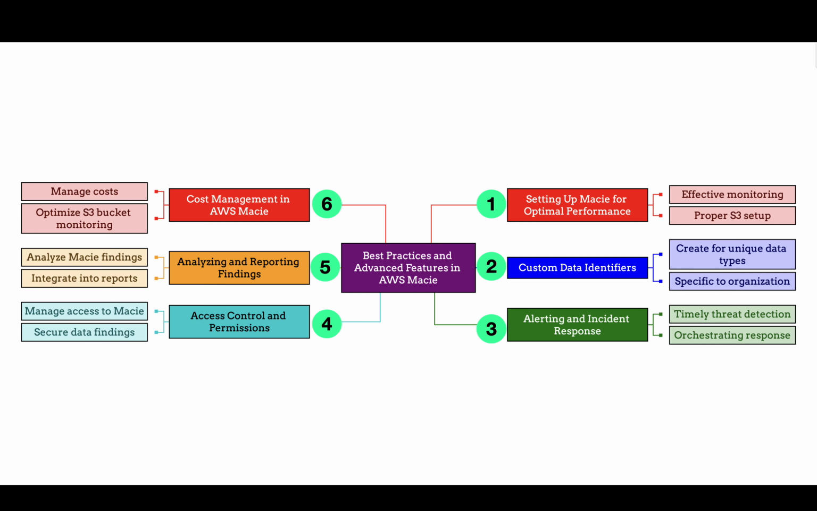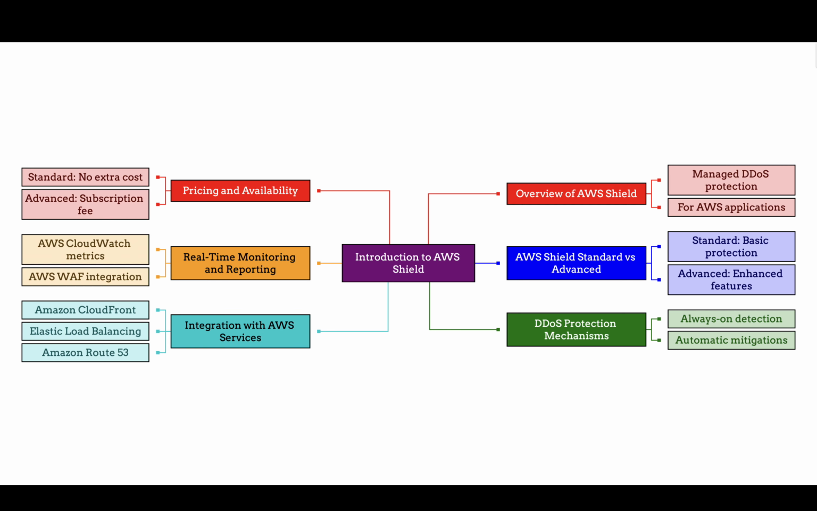6. Cost management in AWS Macie, strategies for managing costs associated with using AWS Macie, such as optimizing the number of S3 buckets monitored. Introduction to AWS Shield. 1. Overview of AWS Shield. AWS Shield is a managed distributed denial of service, DDoS, protection service that safeguards applications running on AWS.